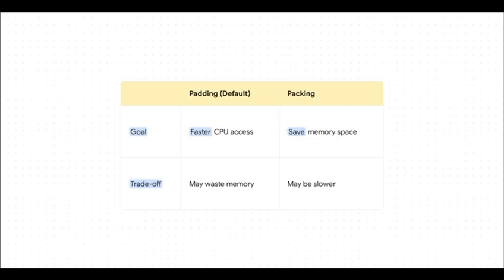And to take that idea one step further, we have structure padding versus packing. See, by default, the compiler actually adds little empty bytes, padding, inside your structs. It does this to align the data in a way that the CPU can access it faster. But sometimes, especially in embedded systems, you might want to pack the structure, which removes all that empty space. You save memory, but you might take a small performance hit. Understanding that trade-off shows a really deep level of expertise.